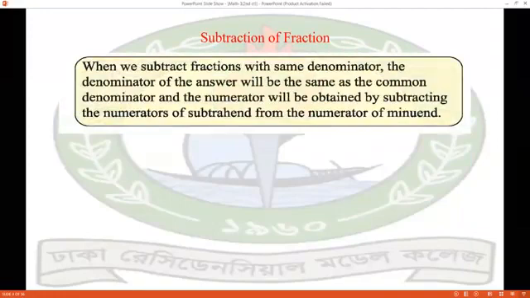You have to remember it. When we subtract fractions with the same denominator, the denominator of the answer will be the same as the common denominator, and the numerator will be obtained by subtracting the numerator of the subtrahend from the numerator of the minuend. It is simple. When the common denominator occurs, you follow this.